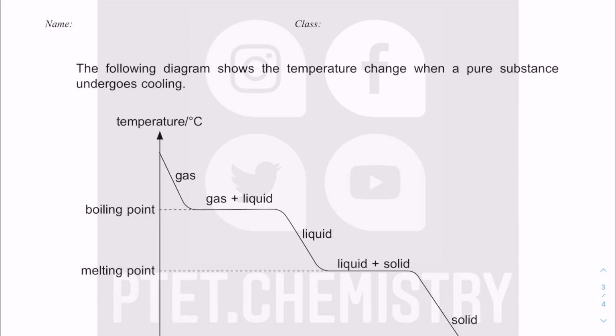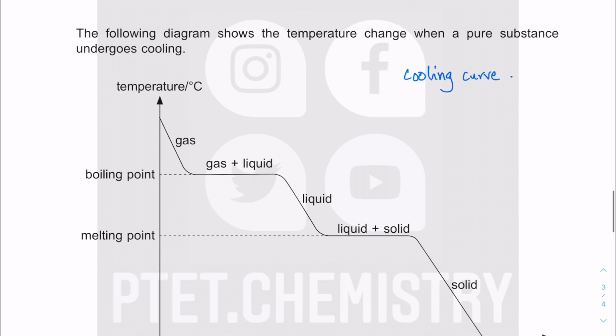The next bit is the opposite of the heating curve. This is a cooling curve, all right? So this is a cooling curve showing all the way from gas to liquid to solid. As you can see, there is one step down, two steps down, all right? In the question, they can just show you one step, which is from gas to liquid, or they can show you liquid to solid as one step, okay?